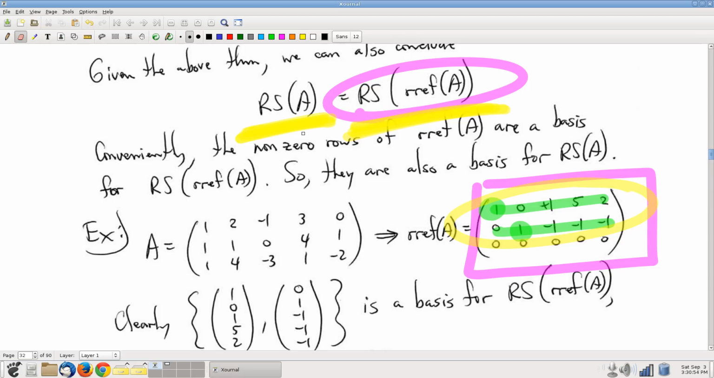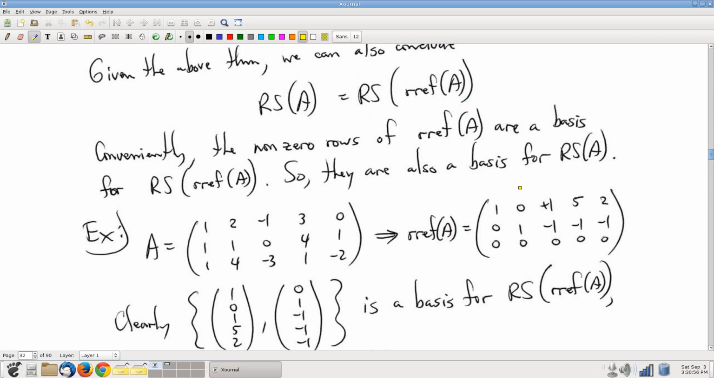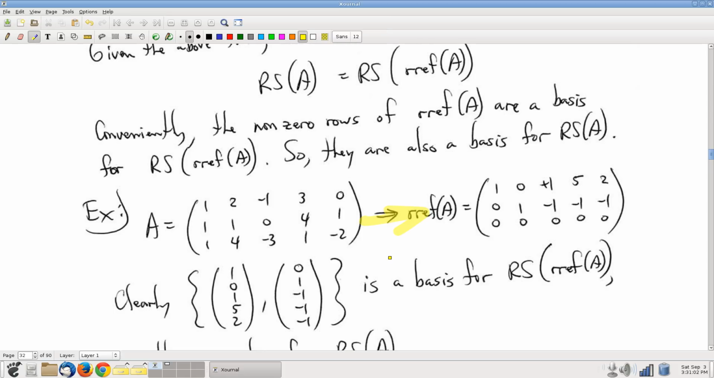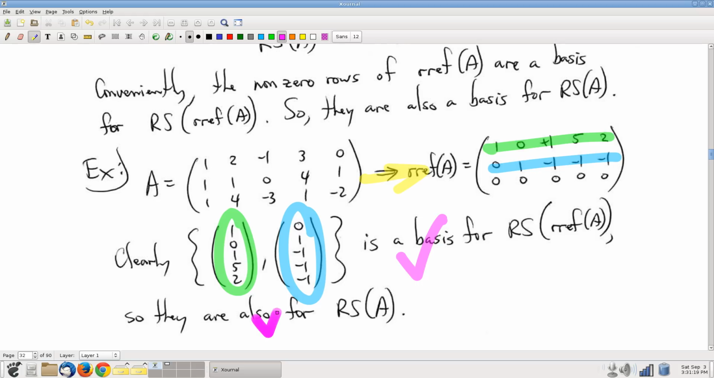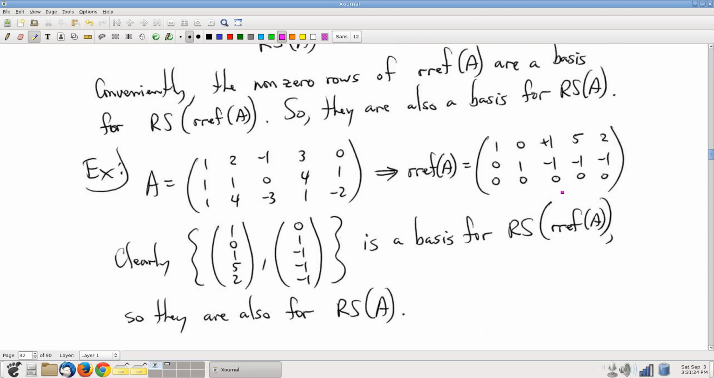It's a wonderfully convenient method. If you want to find a basis for the row space of a matrix, you row reduce it, and then the non-zero rows, what you might call the pivot rows, are your answer. That is a basis for your original matrix. Okay, very convenient method. All right.